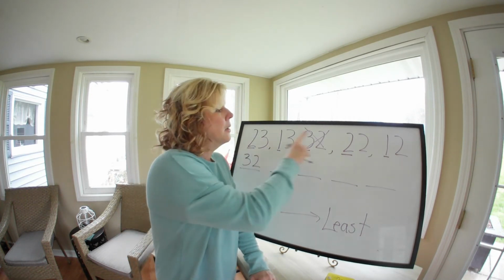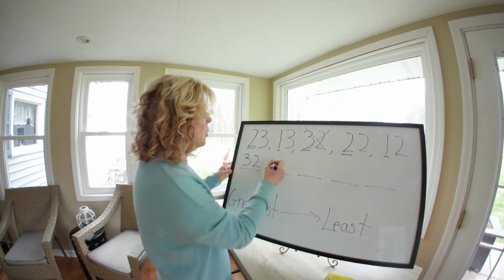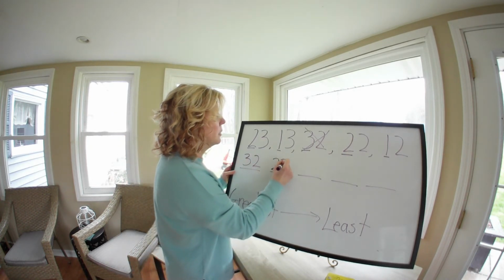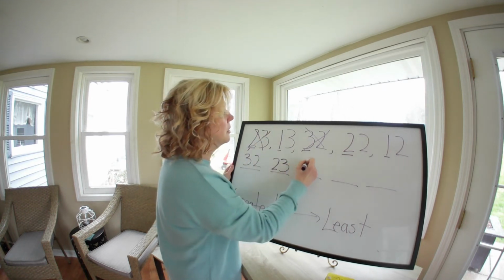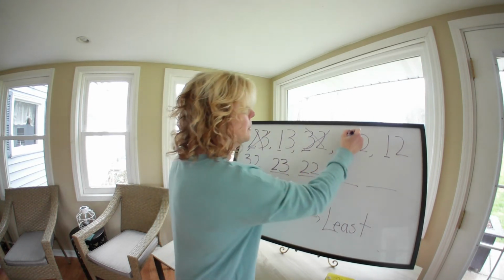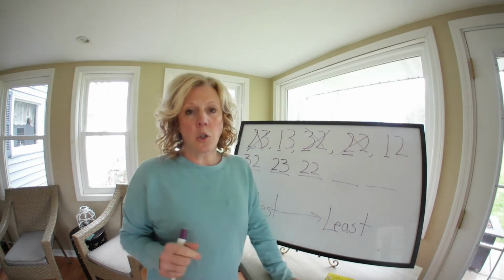So unlike yesterday, what you need to do now is which number is bigger? Is it 3 or is it 2? If you said 3, you're right. So 23 is going to be my next number, and I'm going to cross it out. And then obviously 22 comes next, and we're going to cross that out. Now we're left with 2 numbers. We're left with 13 and 12.